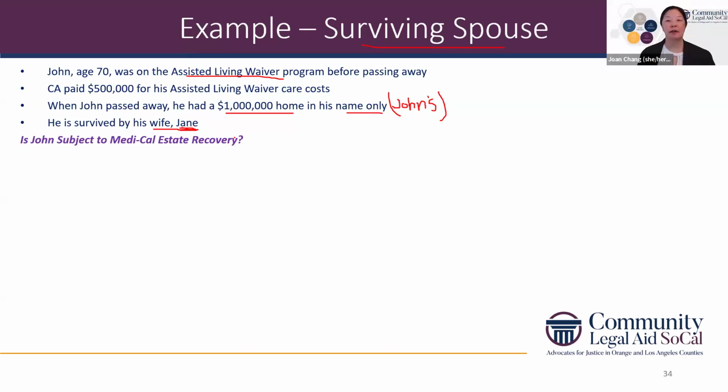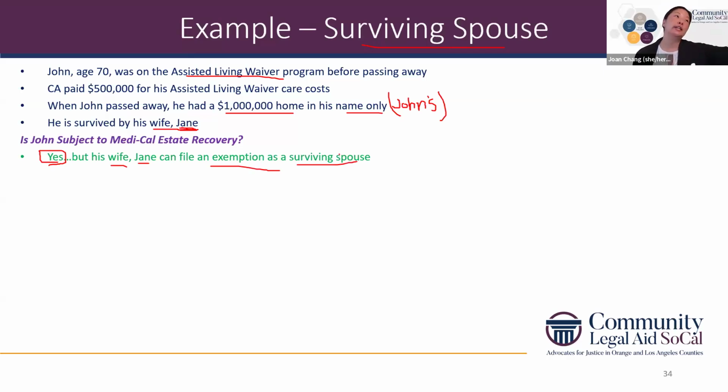Min, you are right, okay? And anyone who wrote no is also right. So technically the answer is yes. Technically, yes, he is subject to Medi-Cal Estate Recovery, but his wife, Jane, can file for an exemption because she's the surviving spouse. So the technical answer is yes, but really the practical answer is no.